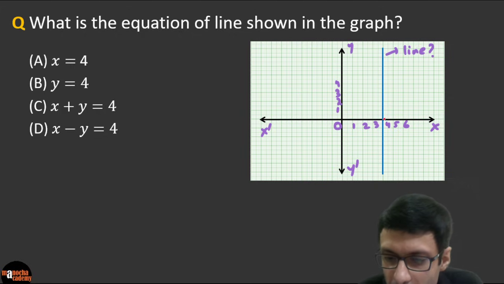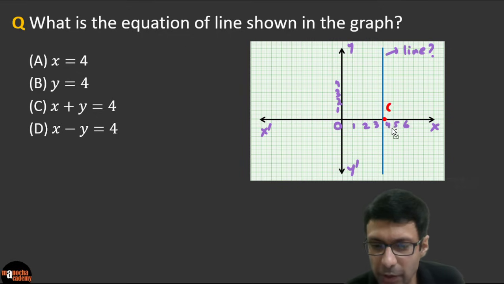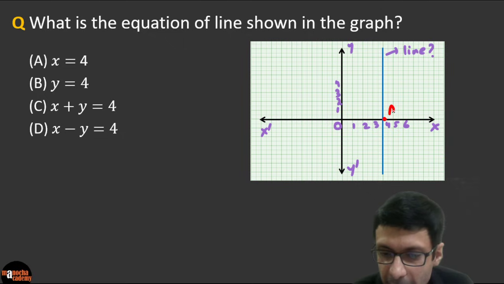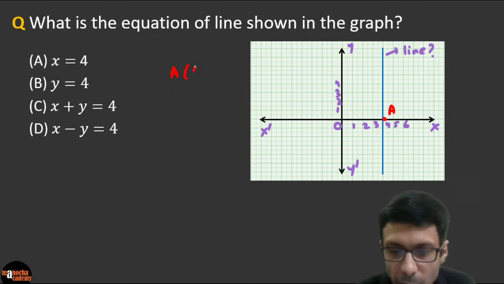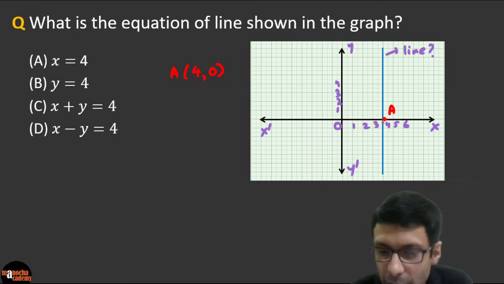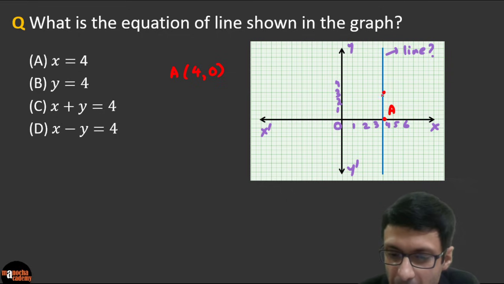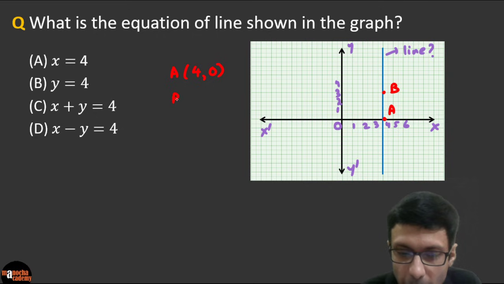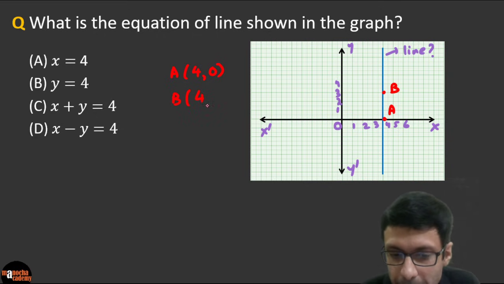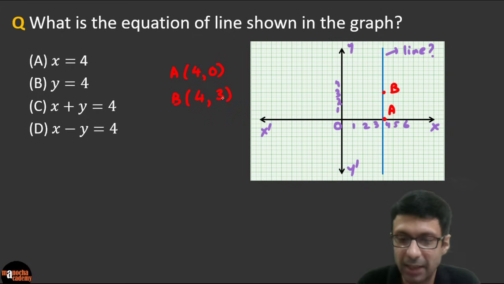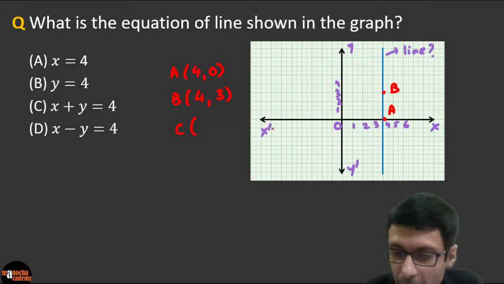So one trick, if you're confused what it's going to be, let's look at the points on the line. If you look at this point, which is on the x-axis, can you see it's 4, 0, right? Let me just label that point. So this point A here is going to be 4, 0. And if you take any other point a little higher up here, the point B is going to be 4, 3. And similarly, if you had C down here, it would be 4, -2.